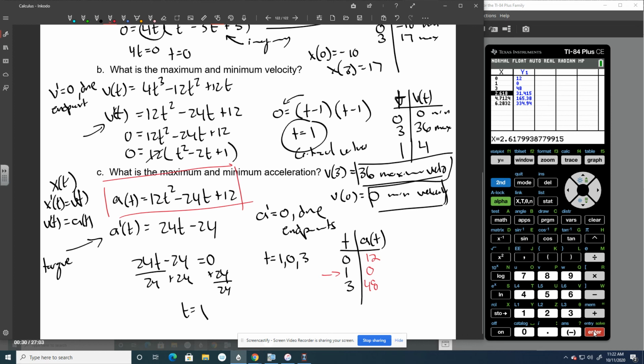So I would say that A of 1 equals 0. Let's see, how did they word it? They didn't call it absolute, they called it minimum acceleration. So I would say A of 1 is equal to 0, which is my minimum acceleration, and A of 3 is equal to 48, which is my maximum acceleration. So I would say 48 is my max acceleration and 0 is my minimum acceleration, because it wants to know what those accelerations are, not where it happens.